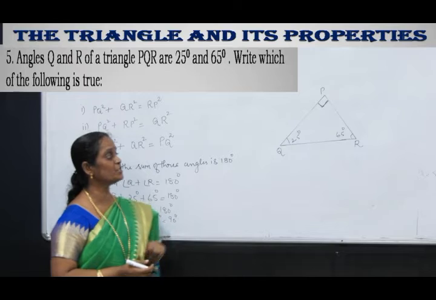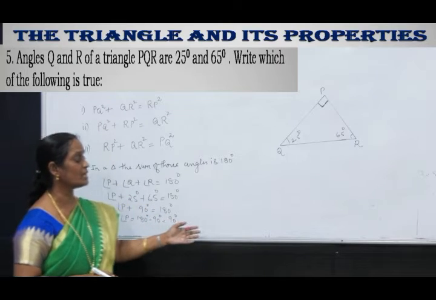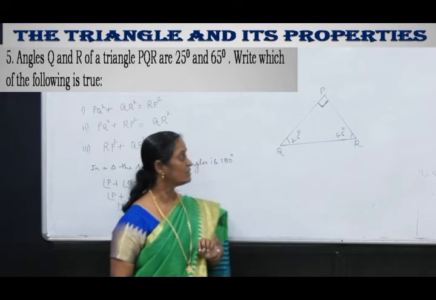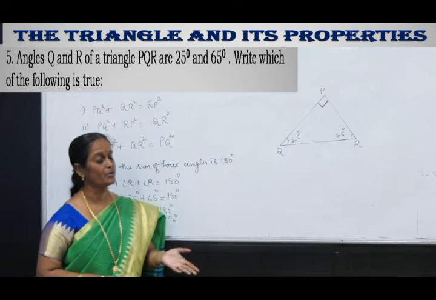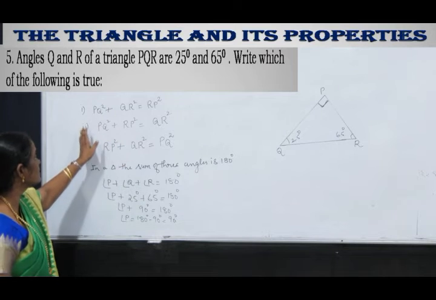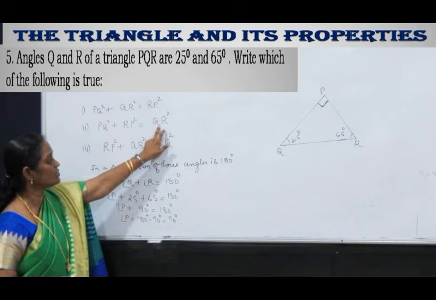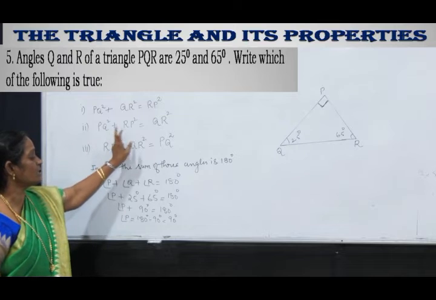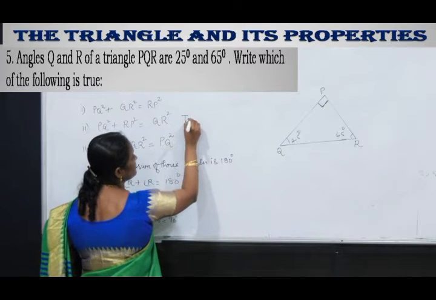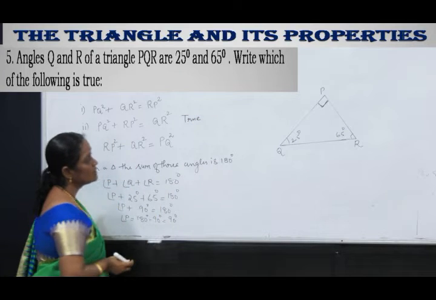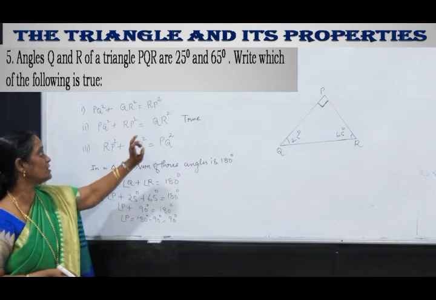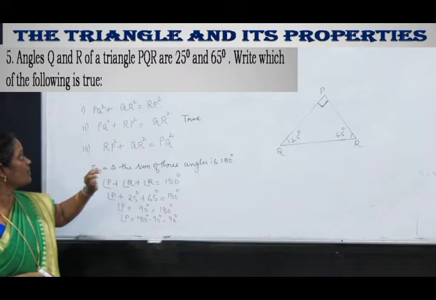Angle P is equal to 90 degree. So which is the side opposite to angle P? The side opposite to angle P is here QR. So QR will be the hypotenuse here. So in these statements, you can see QR square is equal to PQ square plus RP square. It is correct. This one is only true here. QR is the hypotenuse. So QR square is equal to PQ square plus RP square.